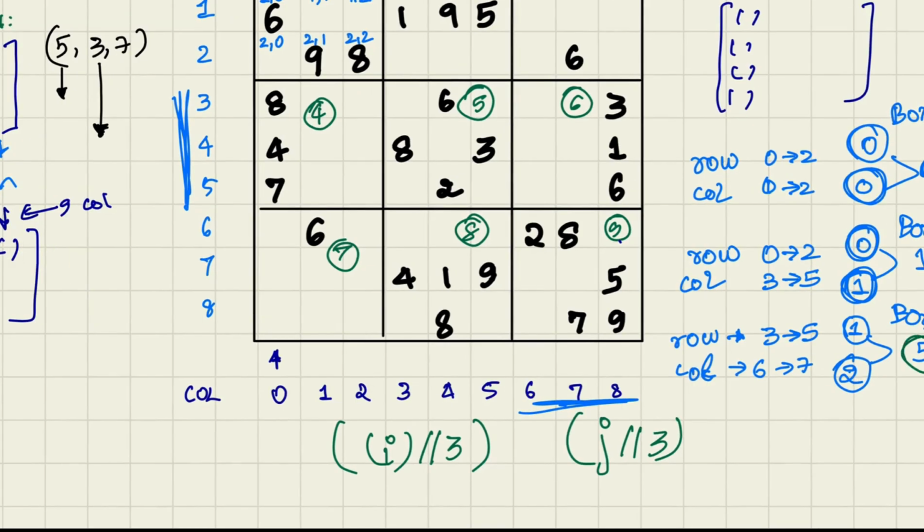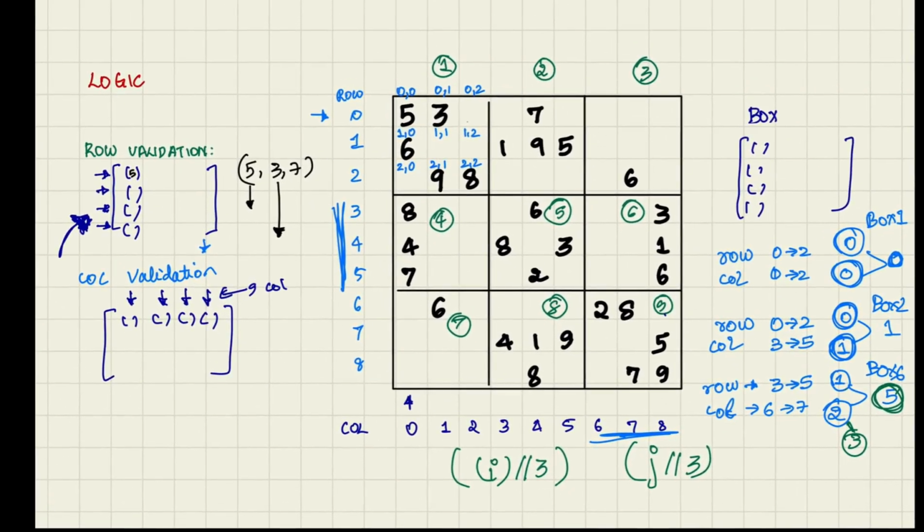I messed up. It's not 5 here. It's 1 plus 2. Should be 3, right? In order to make sure that we get a unique sum, we'll multiply the row by 3. So now we get 5.